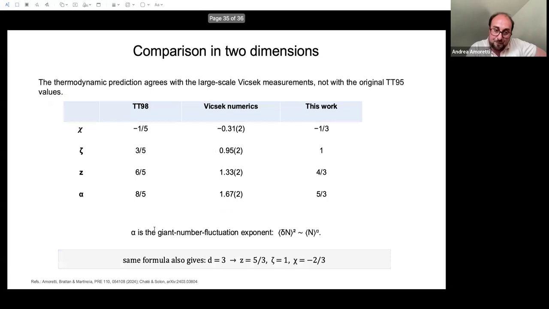Okay. So if you compare to what people have done, these were the Toner-Tu results corrected by some nonlinear terms which were discovered in 1998. These are the numerical values for the Vicsek numerics, and this is the 2D values of our work. So as you see, the agreement is surprising, okay?